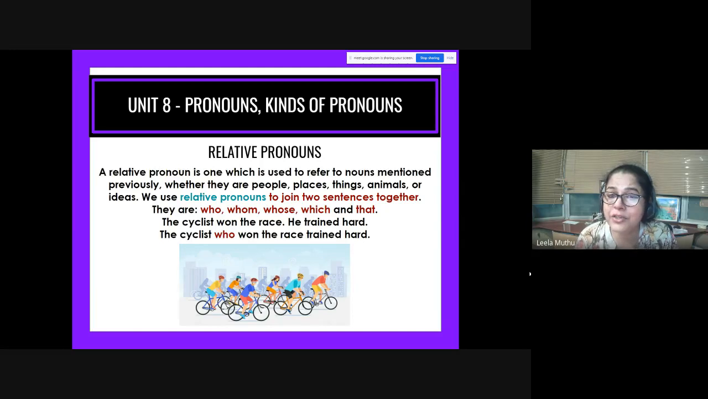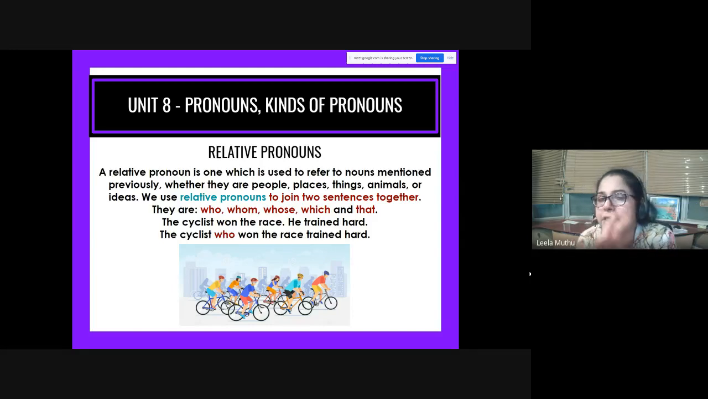So now join the two sentences with a relative pronoun, and you know the relative pronouns are who, whom, whose, which, and that. So how can you make it into one full sentence using a relative pronoun? The cyclist who won the race trained hard.